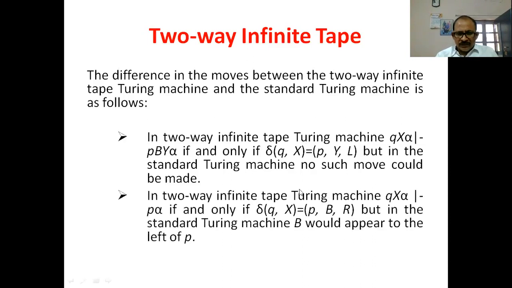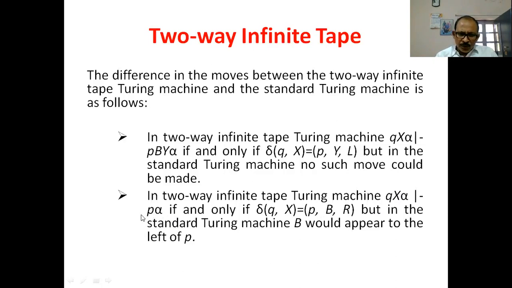Next is the next difference. In the two-way infinite tape Turing machine, if this is the instruction delta q x alpha, that is delta q x p b r, it means the machine in state q, if it reads x, then the machine goes to state p, replaces this x by b and moves in the right direction.